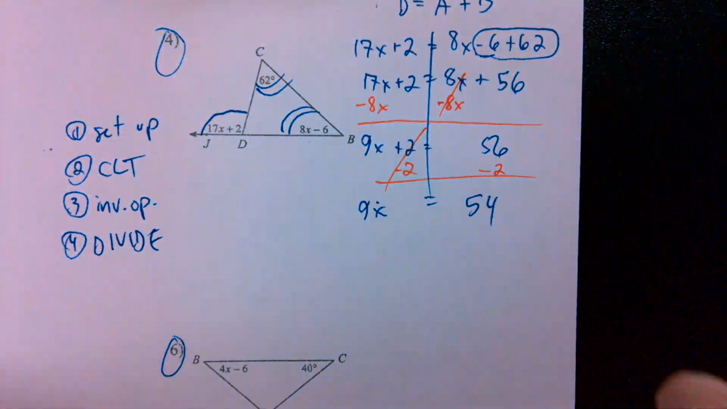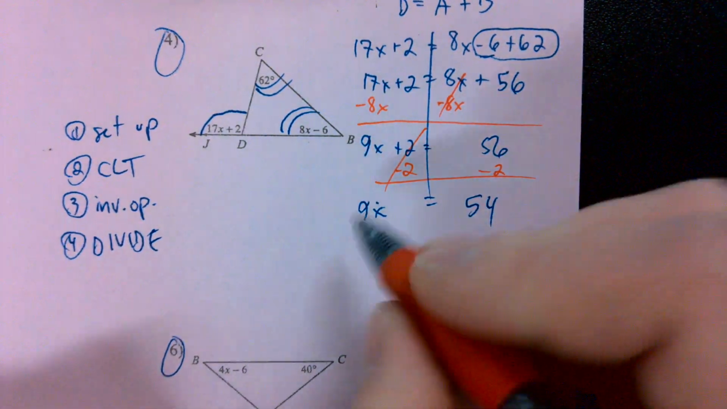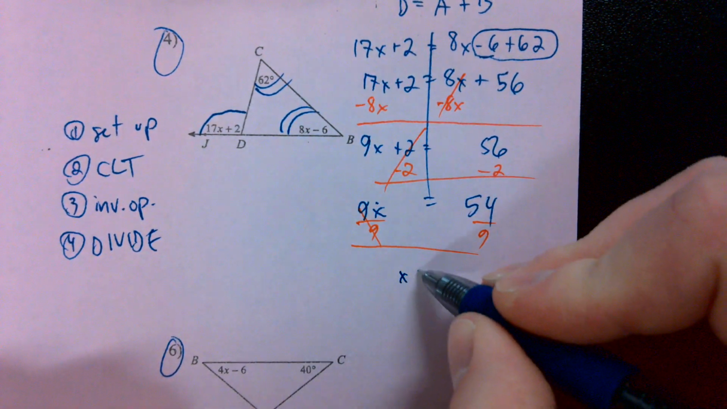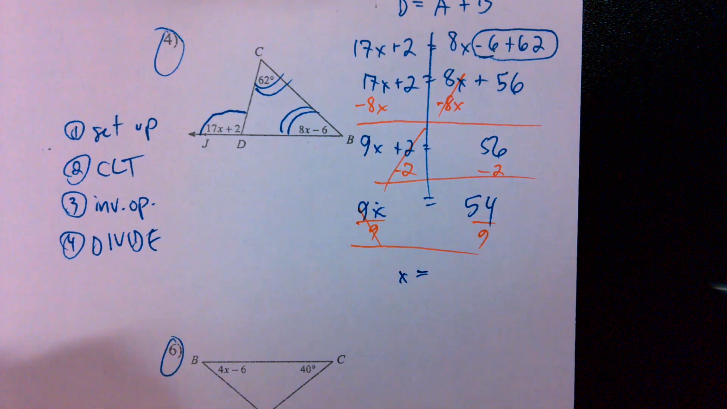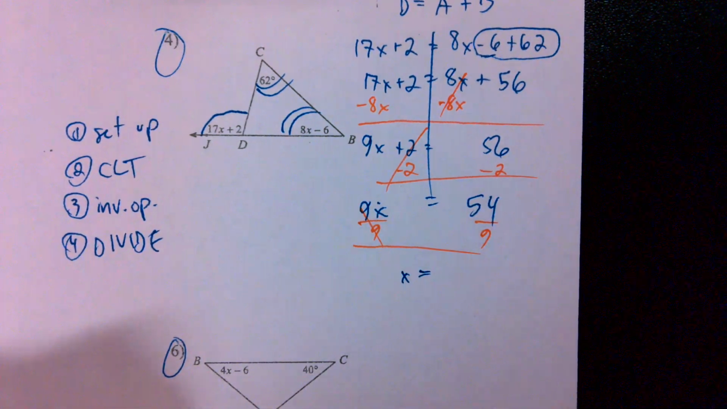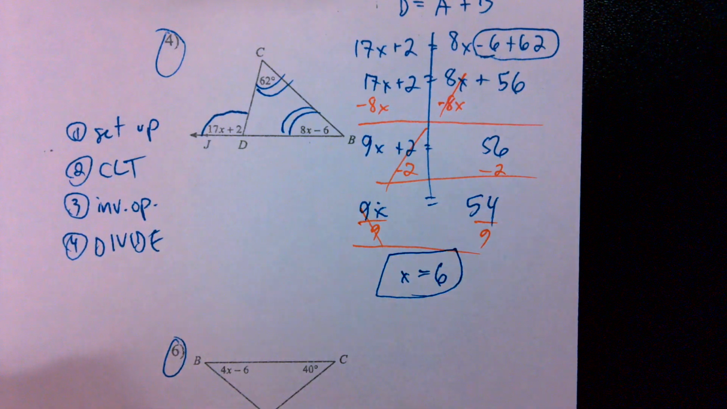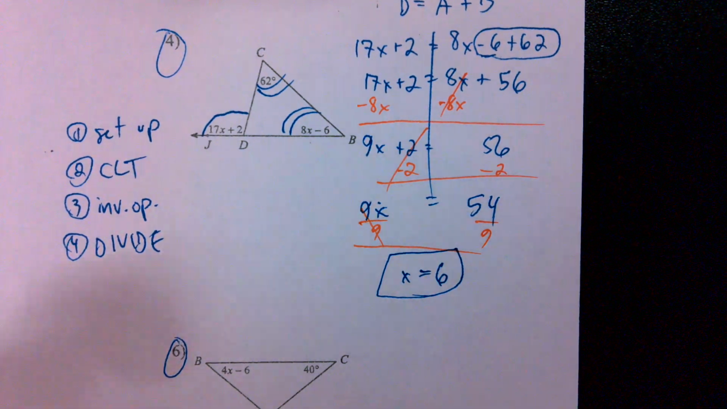And my last step, step 4, is divide. So I divide both sides by 9. Those 9s cancel, leaving me with, what is 54 over 9? 6. Yeah, 6.